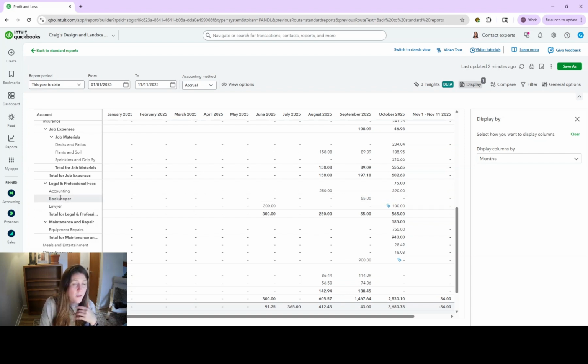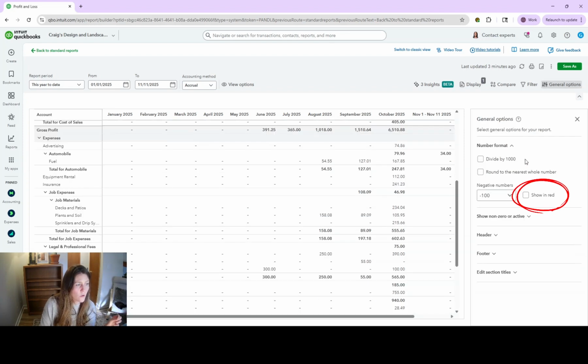Take this bookkeeping expense, for example. There isn't any data in this account for June, July, August, or October, but we do have a transaction in September. So it's possible that's correct, but if I know that I had a bookkeeper for the 4 months that don't have any data, I know I'm going to need to look into that.